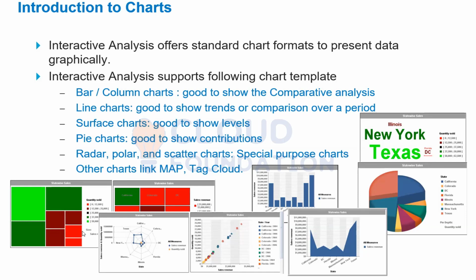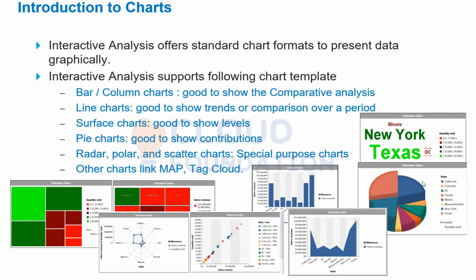Bar or column charts. This one is a bar or column chart. Good to show the comparative analysis. Line charts are good to show trend, like comparison over a period, yearly trend, how it is going, historical data. If you are comparing some sales by year, that is good to show using line charts. So anything related to period over time, how it is changing, it is always good to use line charts.